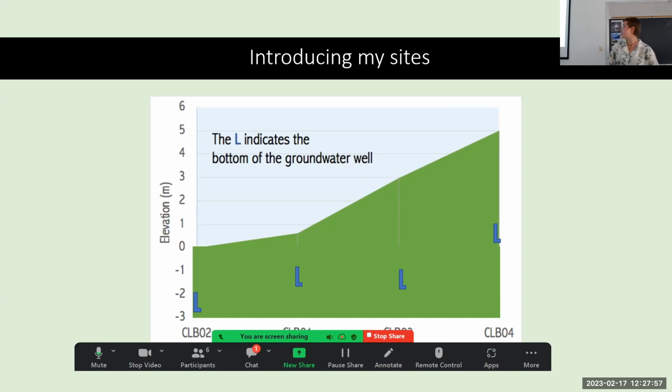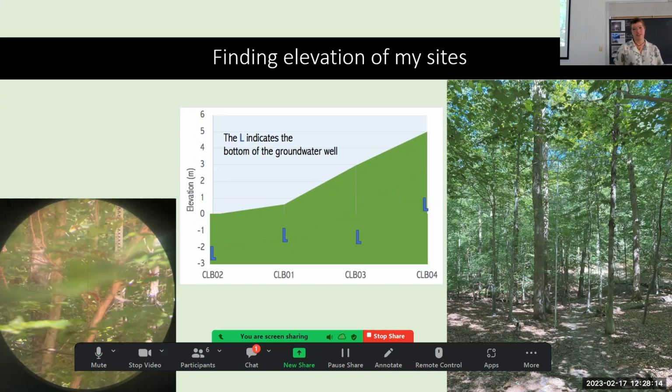Here we have CLBO2 and CLBO1 are about at the 0 elevation. So that's like right by the stream. Whereas the two other ones hit at about 3 and 5 meters above the stream. So just indicating that different elevation. So finding the elevation of the sites was fun. Terry and I went out with the studio rod, if you can see that, and a transit. And looking at the little numbers on that, we were able to find the relative elevations to each other, with the 0 being the stream.